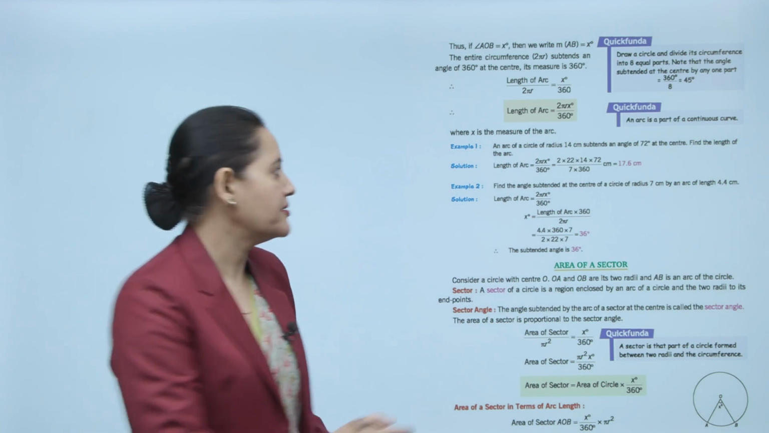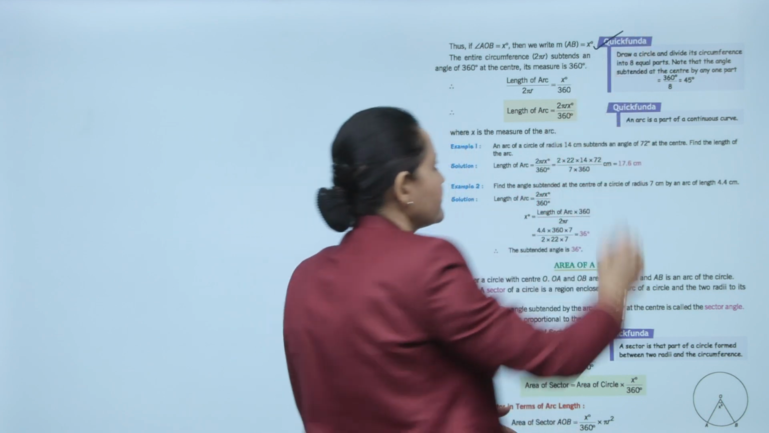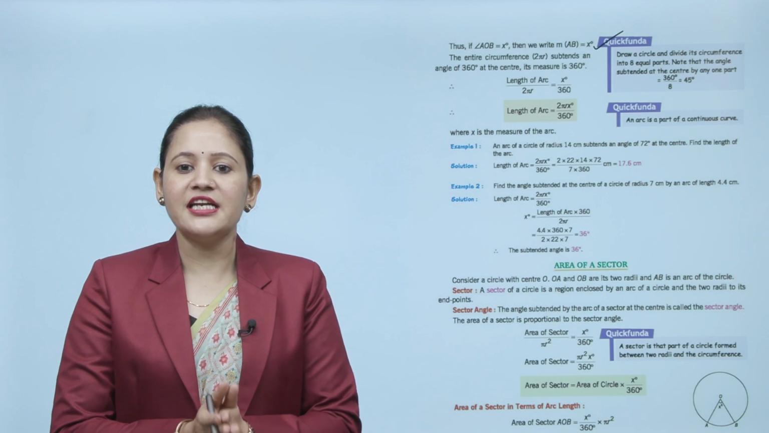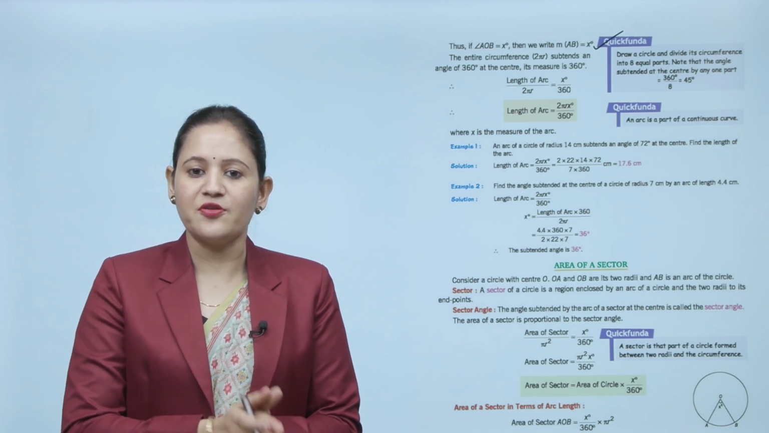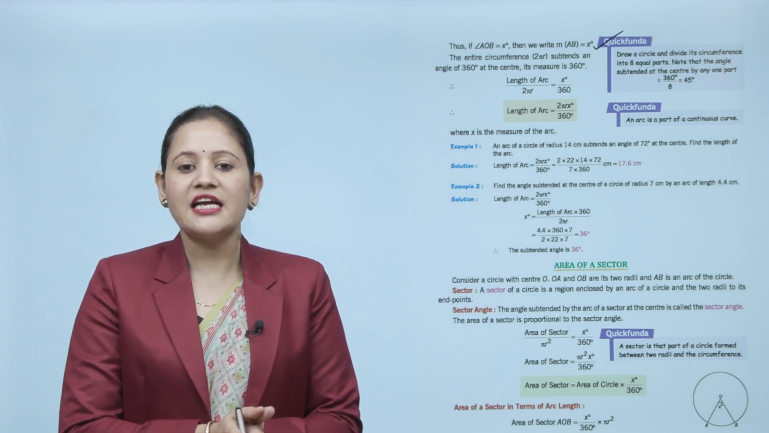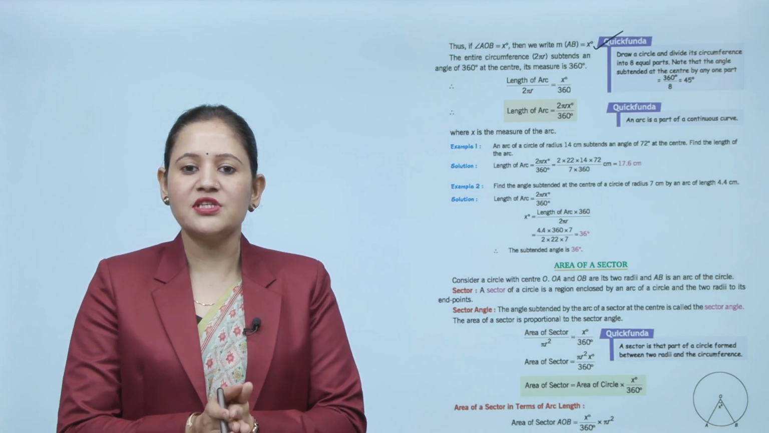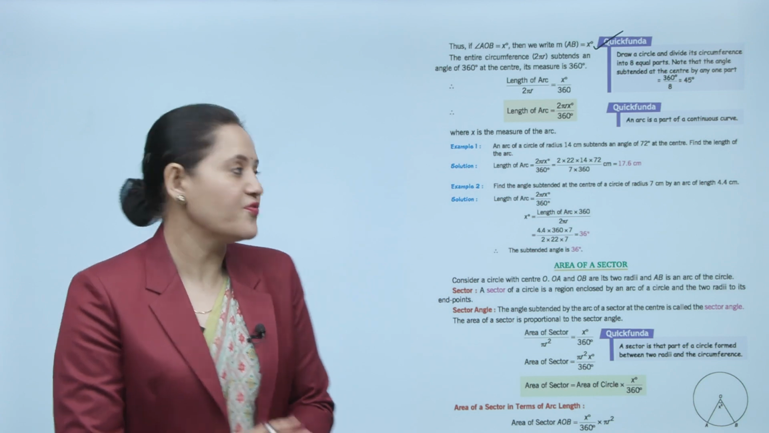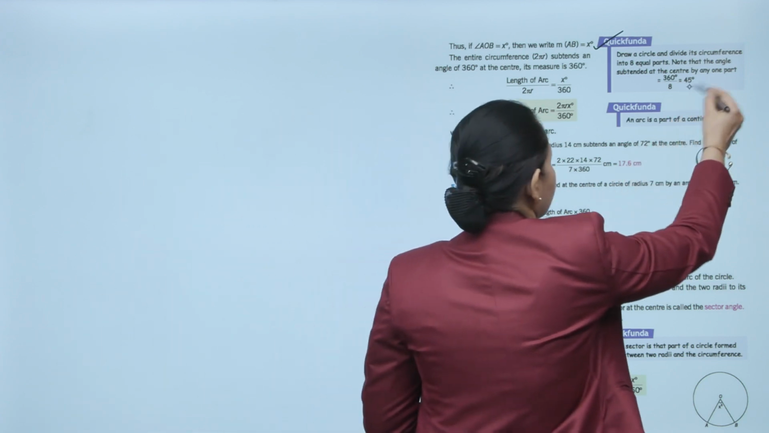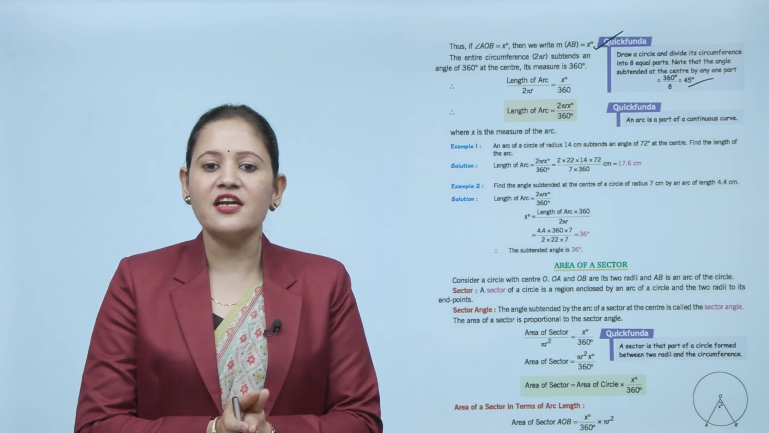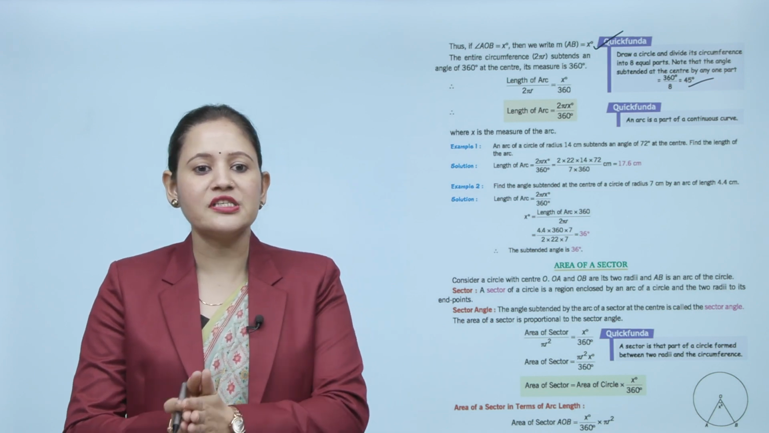Next is quick funda. Draw a circle and divide its circumference into 8 equal parts. Note that the angle subtended at the center by any part equals 360 divided by 8, that is 45 degree. One more quick funda is given. An arc is a part of a continuous curve.